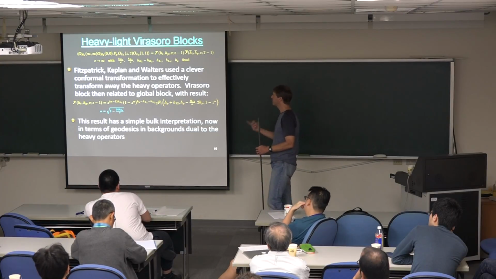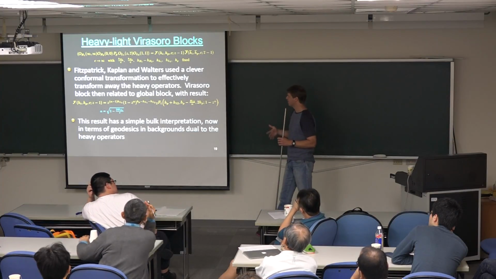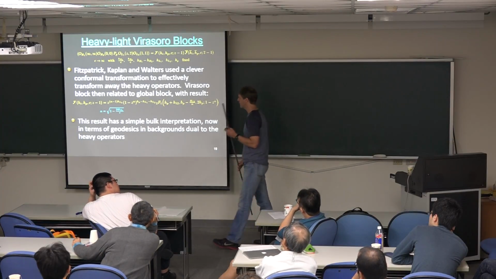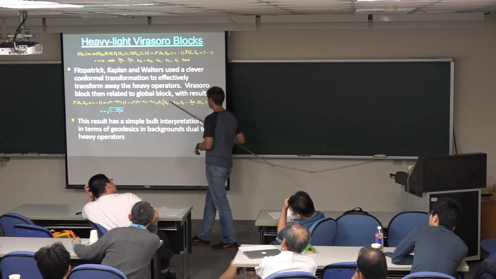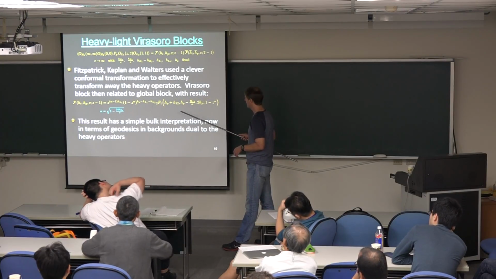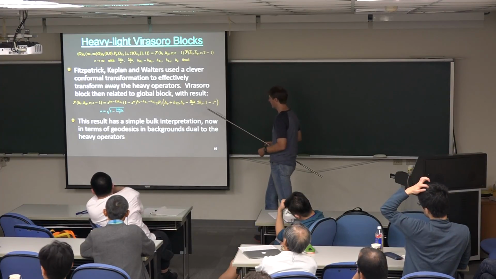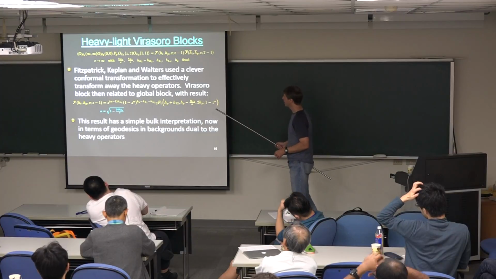And so they're able to get a result from the heavy-light block that was effectively written in terms of the global block. So they found this explicit expression in that limit. So what do these formulas mean here? Again we have our friend, the hypergeometric function, appearing.